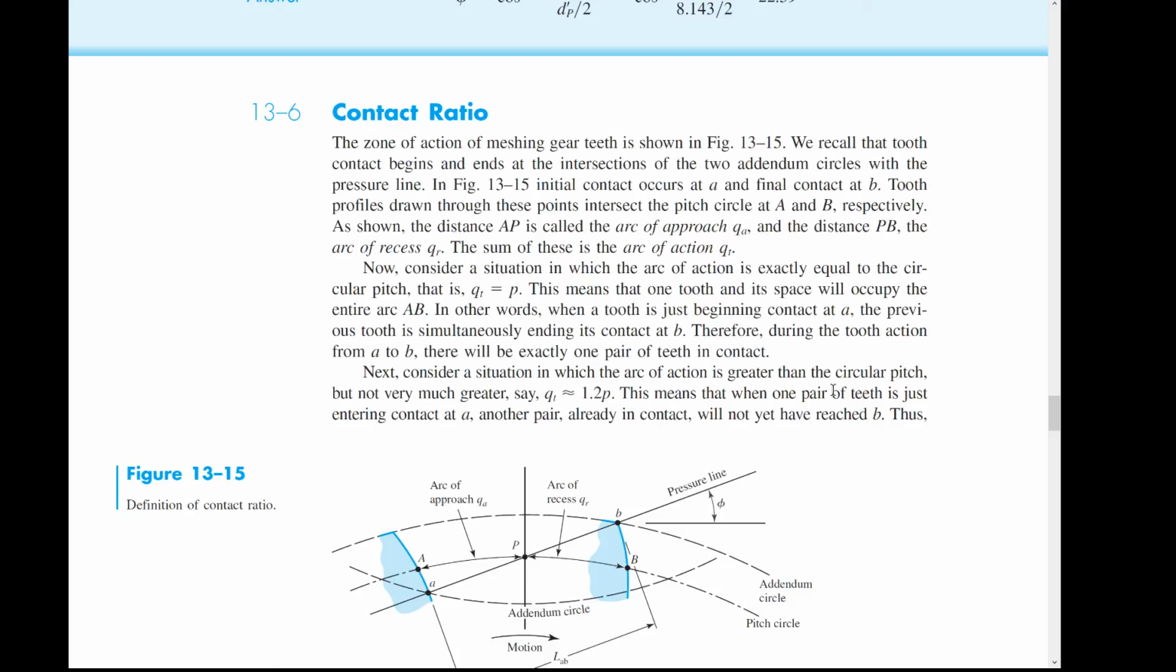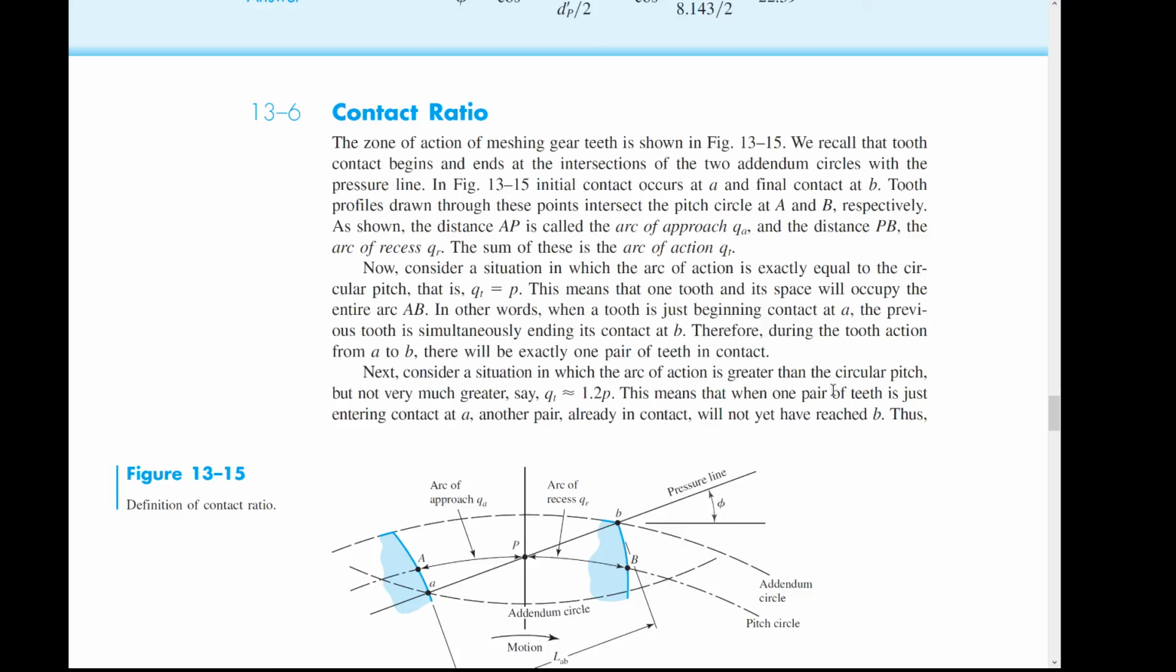The zone of action of meshing gear teeth is shown in 13.5. We recall that the tooth contact begins and ends at the intersections of the two addendum circles with the pressure line in figure 13.5. Initial contact occurs at A and final contact at B. Tooth profiles drawn through these points intersect the pitch circle at A and B respectively. As shown, the distance AP is called the arc of approach.